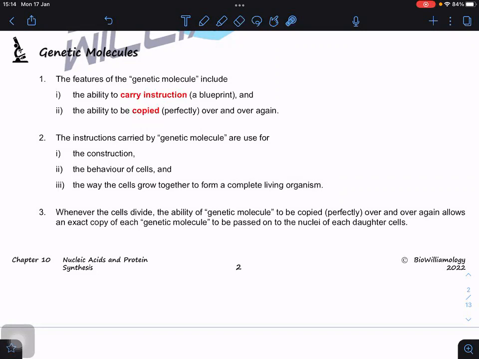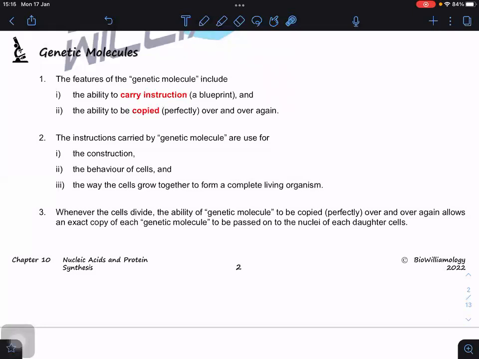Are you clear? So when we talk about a genetic molecule, scientists define that it must be able to carry instructions, to instruct the cells what to do, and it can be perfectly copied and passed down to the next generation of cells. Because in the first chapter, we learned about cell theory: all cells must arise from pre-existing cells. So whatever instructions must be able to be copied down.